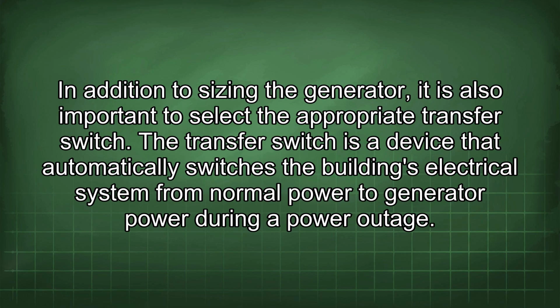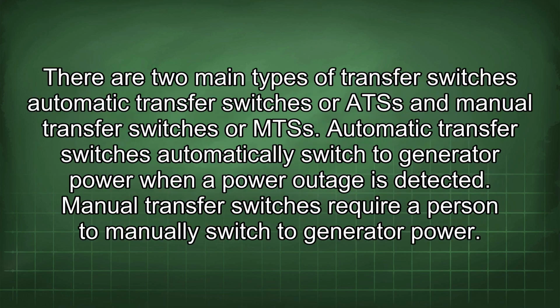In addition to sizing the generator, it is also important to select the appropriate transfer switch. The transfer switch is a device that automatically switches the building's electrical system from normal power to generator power during a power outage. There are two main types of transfer switches: automatic transfer switches or ATS and manual transfer switches or MTS. Automatic transfer switches automatically switch to generator power when a power outage is detected. Manual transfer switches require a person to manually switch to generator power.